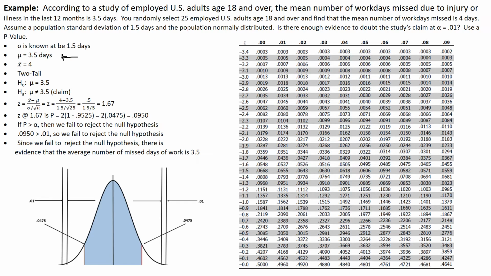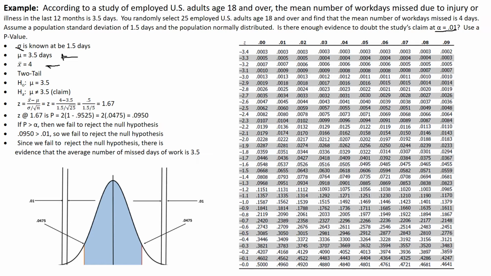You select 25 employees age 18 and over, same kind of group, and find the mean number of work days missed is 4. So that's your sample mean. Assume a population deviation of 1.5 days. There's my sigma, the standard deviation, and the population is normally distributed. And again, we're saying normally distributed because there are less than 30. Is there enough evidence to doubt the claim at alpha 0.01?